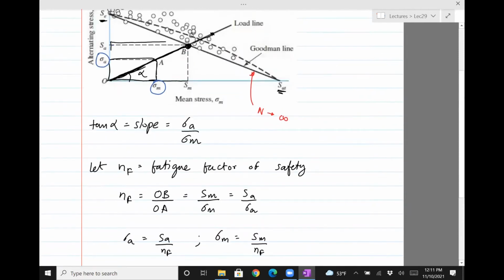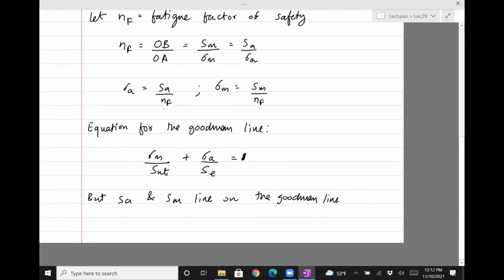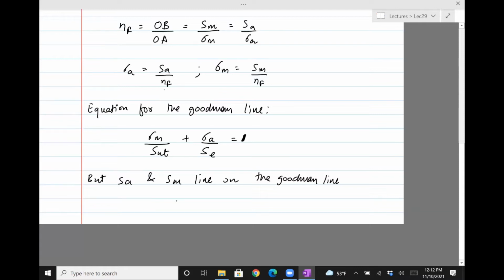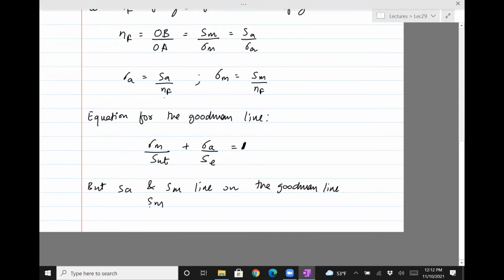So what are Sa and Sm? It's this point, Sm, Sa. We know Sa and Sm in terms of the load factor or fatigue factor and sigma a. So we'll just sub that in. I can sub in Sm over SUT plus Sa over SE equals 1, because Sa and Sm lie on that line. Now I'm going to substitute Sm and Sa using this equation. So let's put 1 in 2. 1 says that Sm is sigma m times nf, and the other is Sa equals sigma a times nf. So let me put that in.